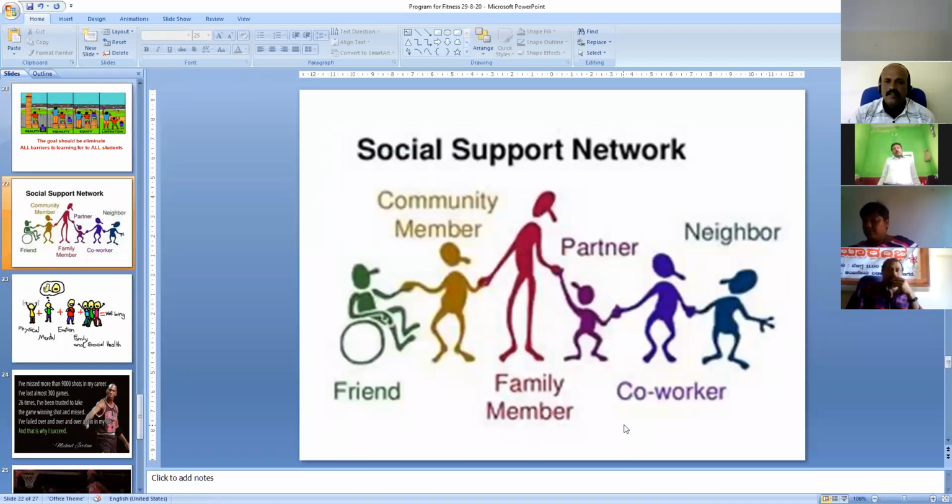And about social support and network, there is a picture I am showing here. That is how the social network works: community members, partners, neighbors, co-workers, family members. There is always a cycle or connectivity between them for better social being.